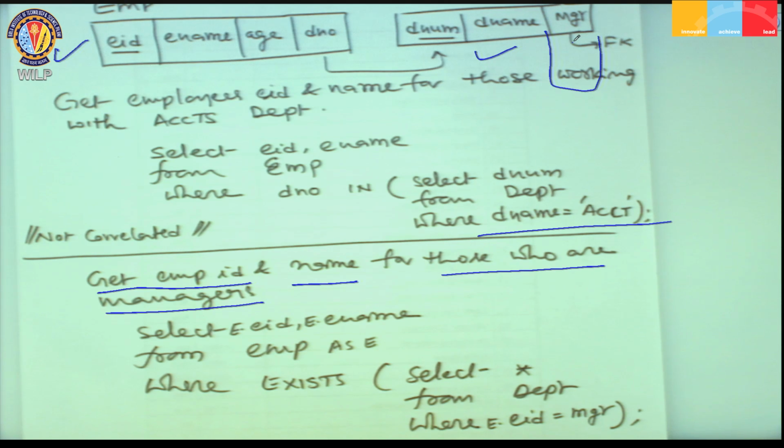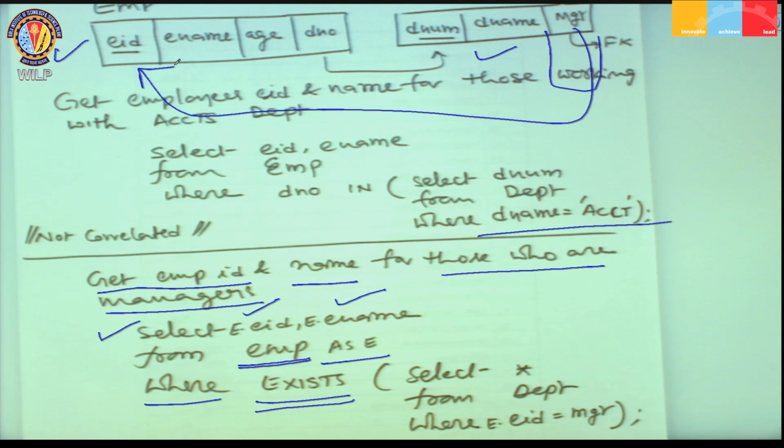So I can write a correlated nested query here, and in the FROM clause I am referring to the employee table and giving it an alias name, E. Select E.EID and E.ENAME from employee as E, where I am using a specific clause that is EXISTS. Where exists, select star from DEPT where E.EID is equal to manager, and it is a foreign key which is pointing to employee ID. So what is this inner query? I am getting all the tuples from the department table where the manager value for the department tuple is the same as the employee ID of the tuple which I am referring to from the outer query relation.